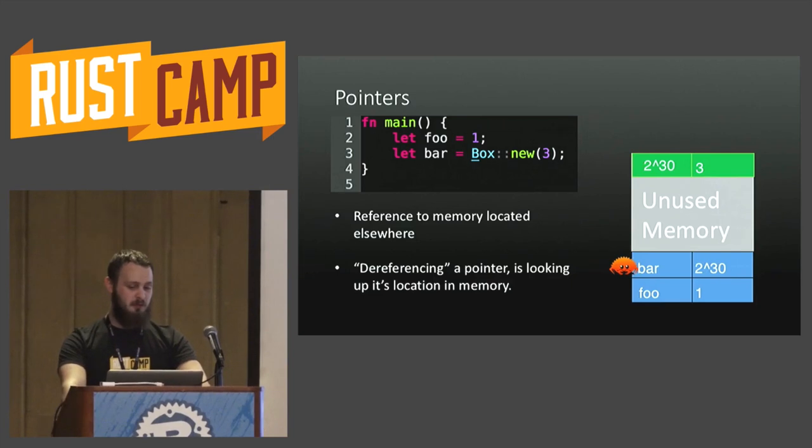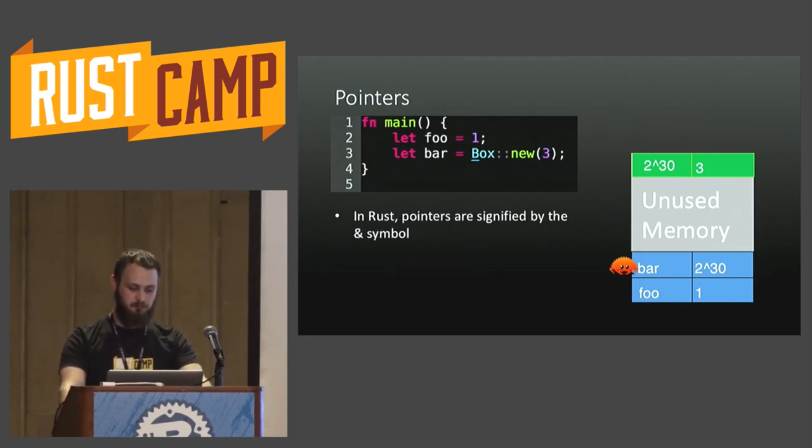So we haven't really talked about pointers yet, but that label, basically the index, is a reference to memory located elsewhere. When people talk about dereferencing a pointer, all that means is that we have an address and we're going up and finding the value that's stored in that address. So in Rust, pointers are signified with the ampersand symbol. It's actually pretty amazing how easy it is to write Rust without actually knowing what that is other than just the word pointer, which is huge compliments to the compiler team making that nice and easy.